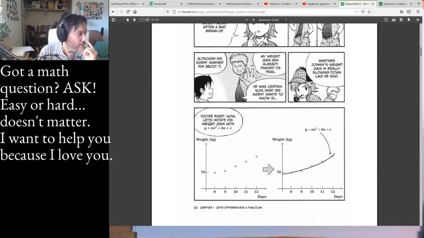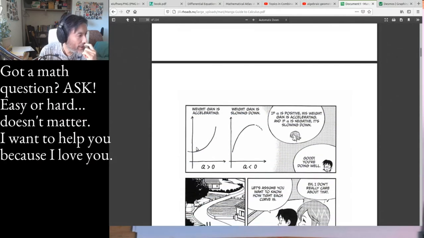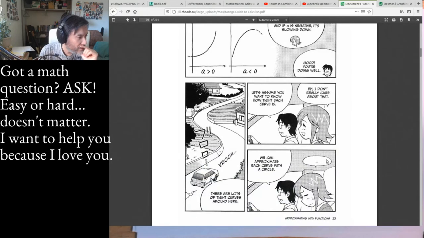You're right. Let's imitate his weight gain with y equals ax squared plus bx plus c. Weight gain is accelerating. Weight gain is slowing down. If a is positive, his weight gain is accelerating. And if a is negative, it's slowing down. Good, you're doing well. There are lots of tight curves around here.